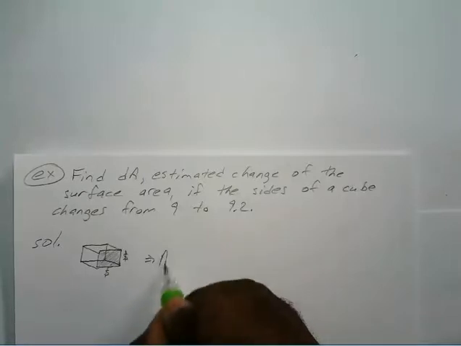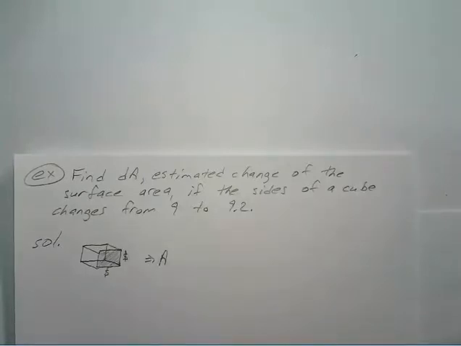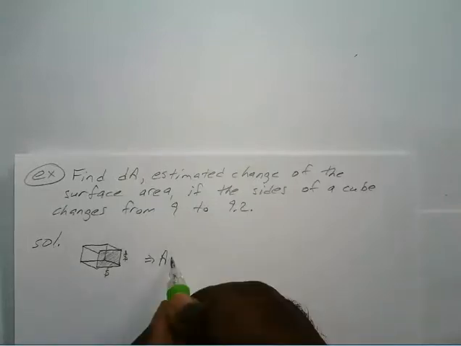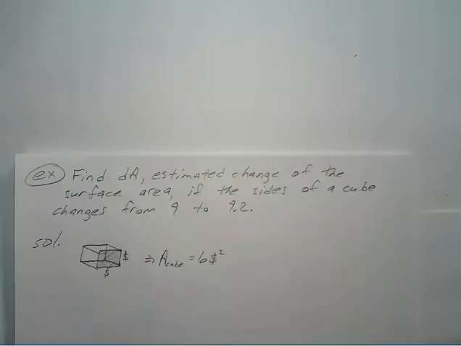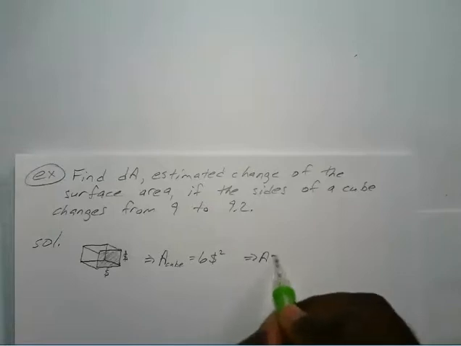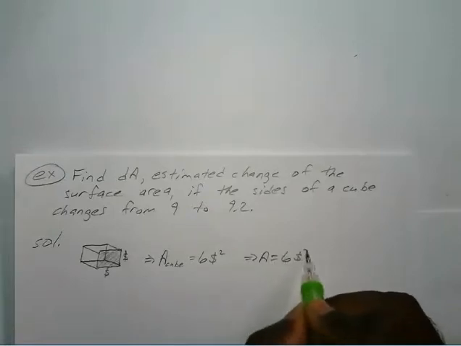Okay, so the area of a cube is length times width times height. But the length, width, and height are all the same length. So the surface area of a cube is equal to 6 times S squared. Or we can just use A equals 6S squared.